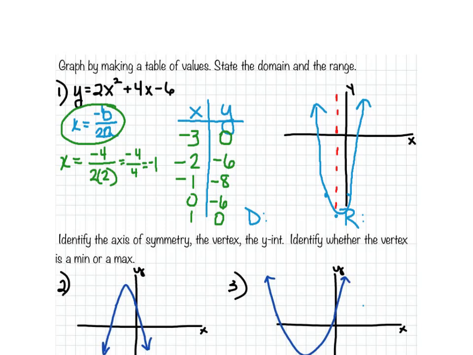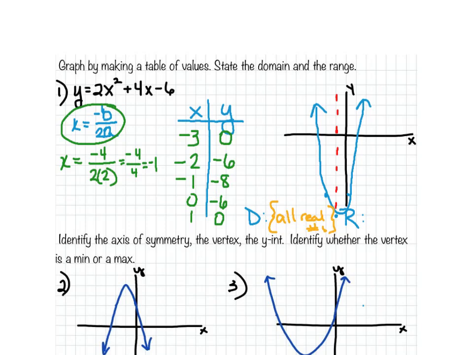Now, the next part of this question says to state the domain, that is the x values, and the range, that is the y values for this parabola. The domain is really all real numbers. There's no limit on x. So you would write your set notation, and inside your set notation, you would write x can be all real numbers. x values have no limitation.